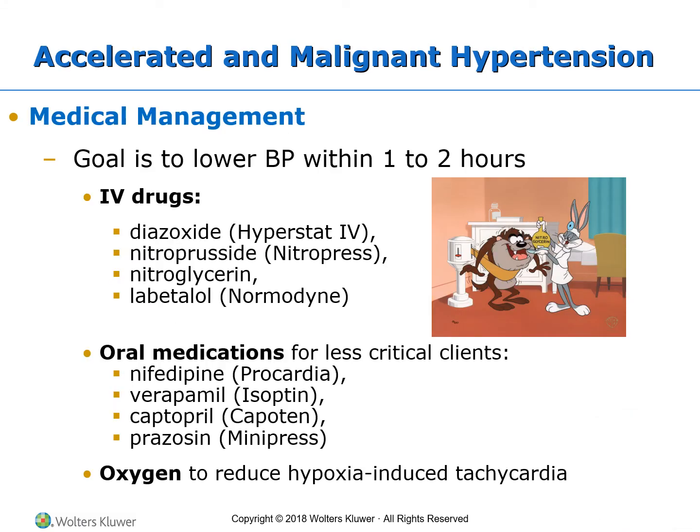Medical management. In true hypertensive emergencies, the goal is to lower the blood pressure within 1 to 2 hours by using potent IV drugs such as Hyperstat IV, which is diazoxide, nitroprusside, which is Nitropress, nitroglycerin, or labetalol, which is Normodyne. If the client's condition is not extremely critical, other alternative antihypertensive drugs such as nifedipine, Procardia, verapamil, Isoptin, captopril, Capoten, and prazosin, Minipress, are prescribed for oral administration. Oxygen is ordered to reduce hypoxia-induced tachycardia.